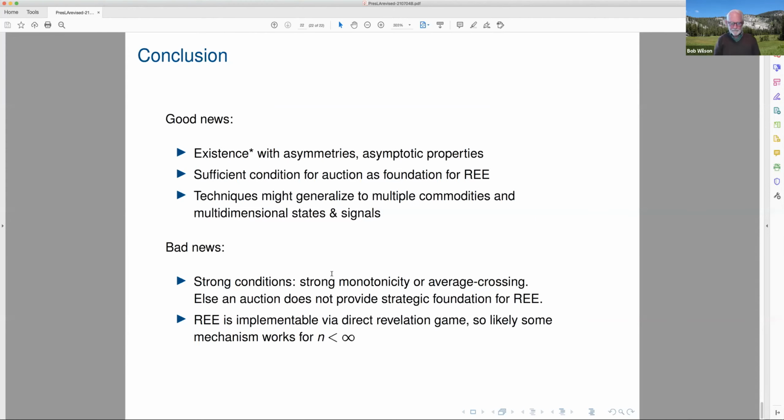Okay, so the point is that one now obtains a sufficient condition for existence with asymmetries. We had existence with asymmetries for first price auctions in Reny and Zamir. And now this is for double auctions with asymmetries, a finite set that are then replicated and having the asymptotic properties converging to the rational expectations equilibrium. To some extent, it provides a foundation for auctions as a mechanism for realizing the rational expectations equilibrium or approaching it in the limit.